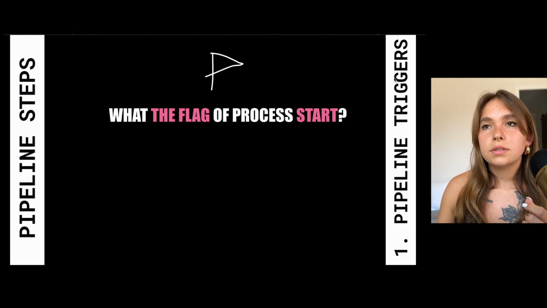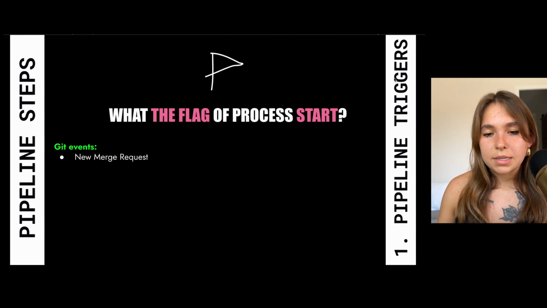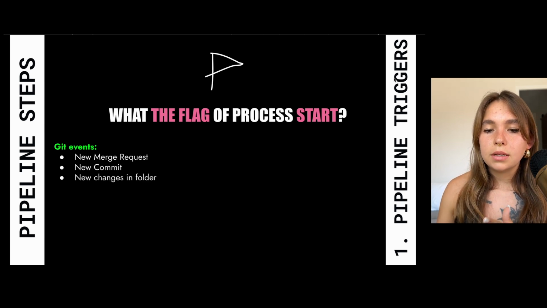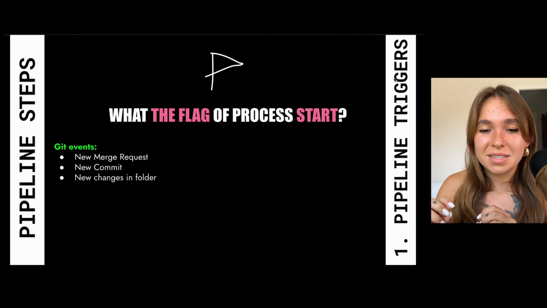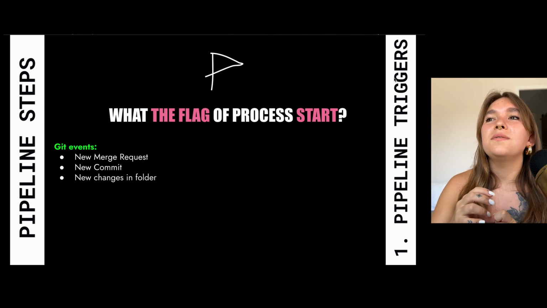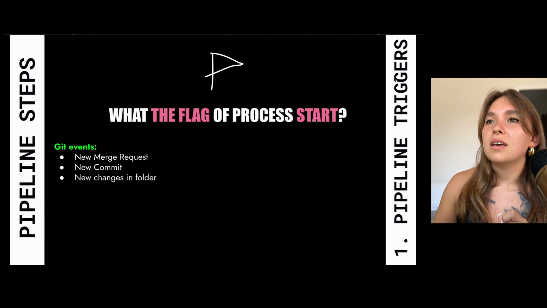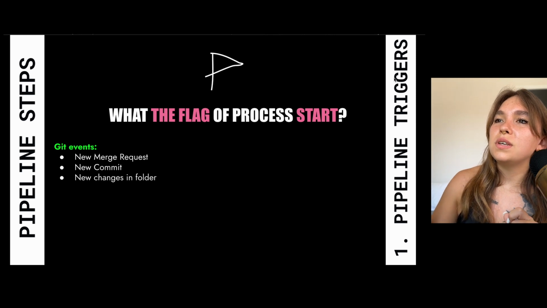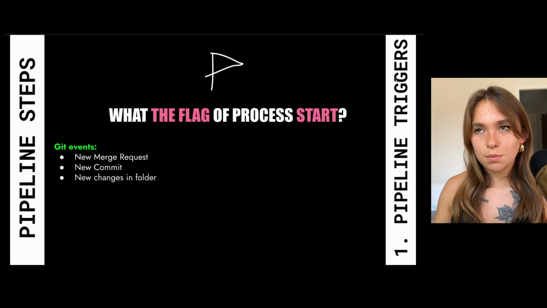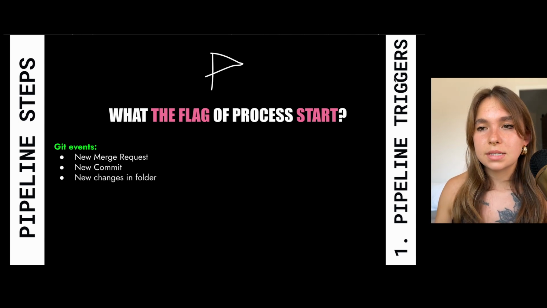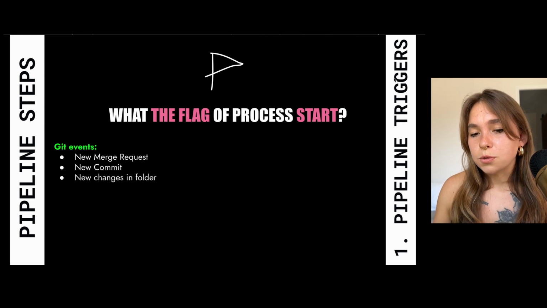So we have different types of triggers. We have Git events, which is really basic. For example, a new merge request, a new commit, new changes in a folder, and you have a lot of different types of adjustments. Actually, you can set up a very custom Git event. I don't know, if this particular file has a new line on this line number. I mean, you can do any customization you need based on your business processes. So technically everything is possible.